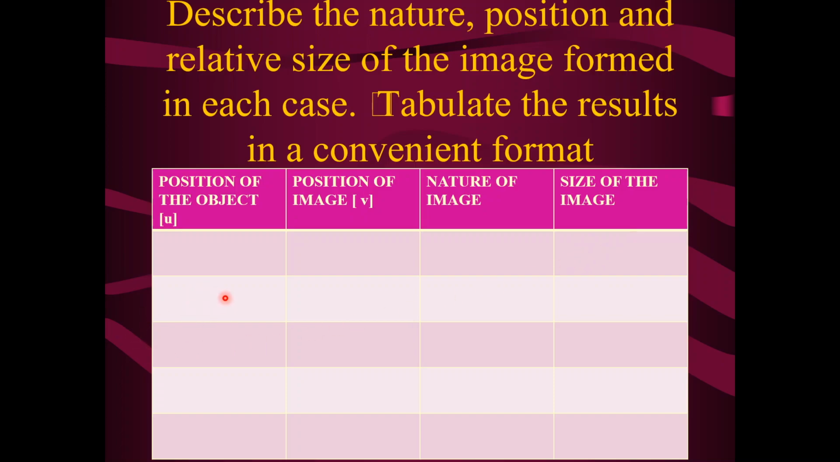Next, the object is moving towards the mirror. First infinity, then beyond C, then at C, then between F and C, then between pole and F. At all positions, we will draw the ray diagram and you will fill this table. Here I have written U. The position of the object is denoted by U. The position of the image is denoted by V.